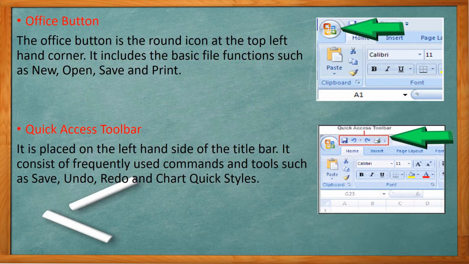Let's begin with every aspect of the Microsoft Office Excel 2007 screen. Let us see first of all the Office button. The Office button is the round icon at the top left hand corner. It includes the basic file functions such as new, open, save and print. Then the Quick Access Toolbar. It is placed on the left hand side of the title bar. It consists of frequently used commands and tools such as save, undo, redo and chart quick styles.